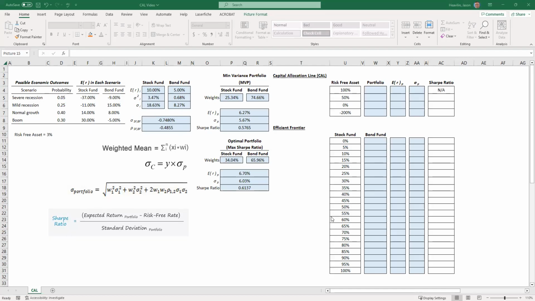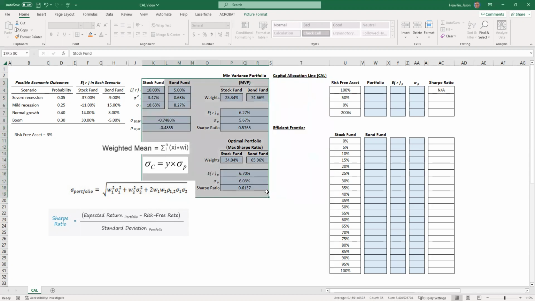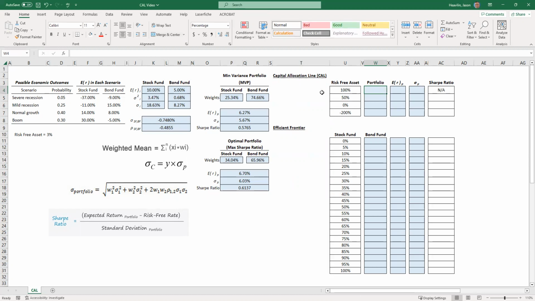This is part 3 of the capital allocation line videos. We worked on these calculations in previous videos, part 1 and part 2. We will now work with the capital allocation line tables and the efficient frontier for comparison.